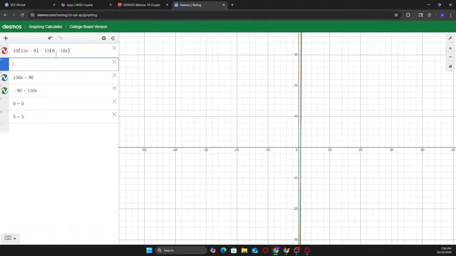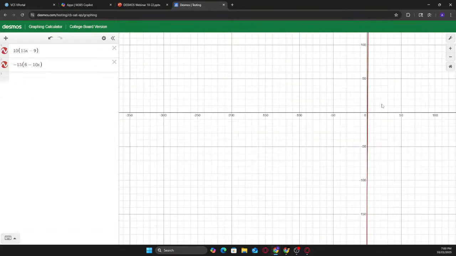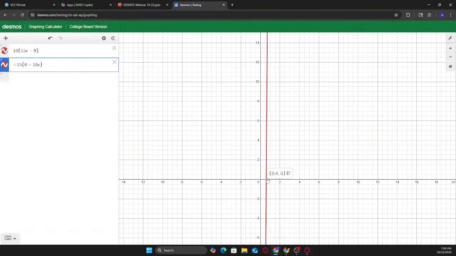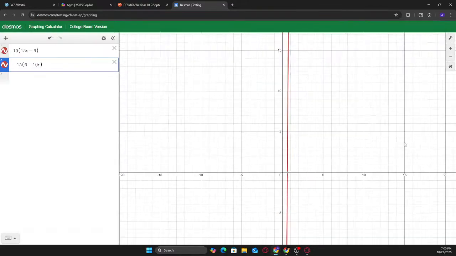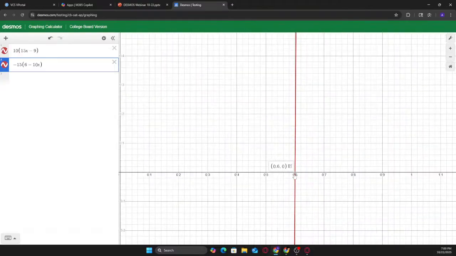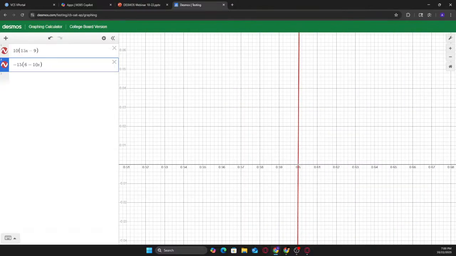So what do you do with it? Well, you can copy and paste it onto a different line. So we do have the same solution. We're going to look at that, and we're going to see that it has 0.6.